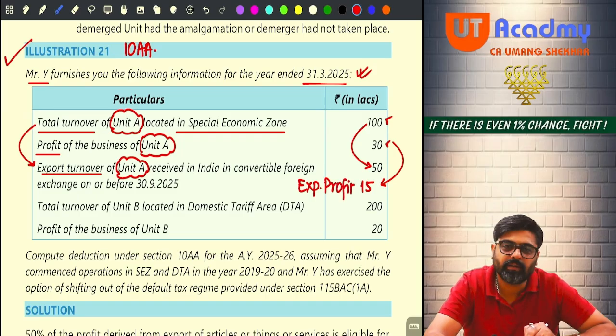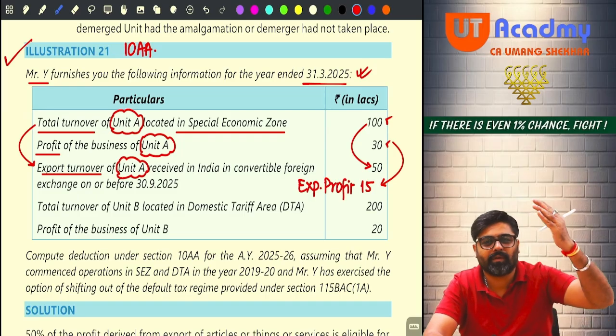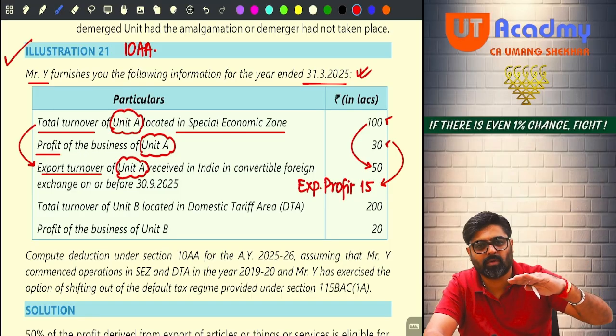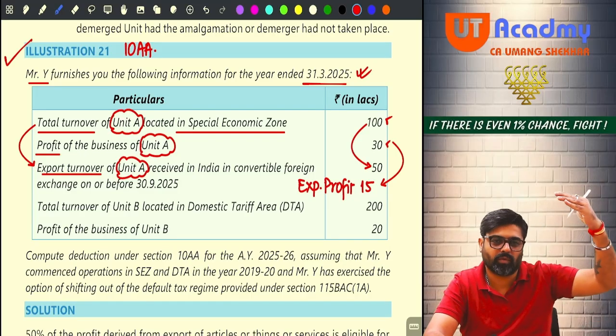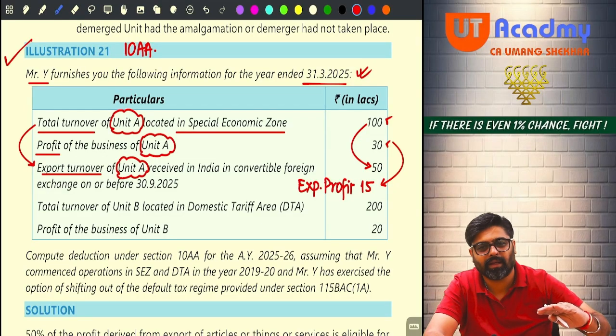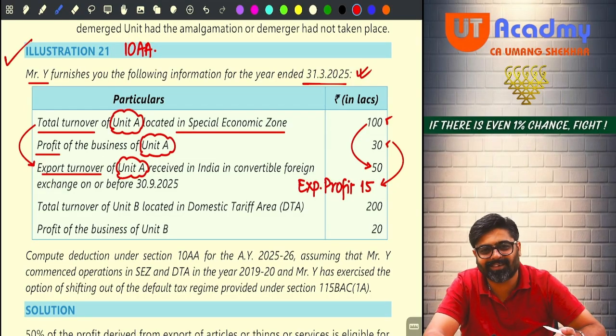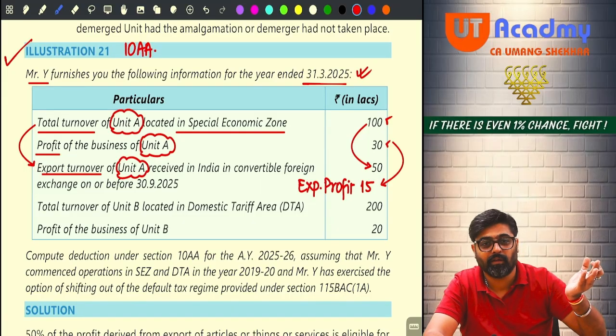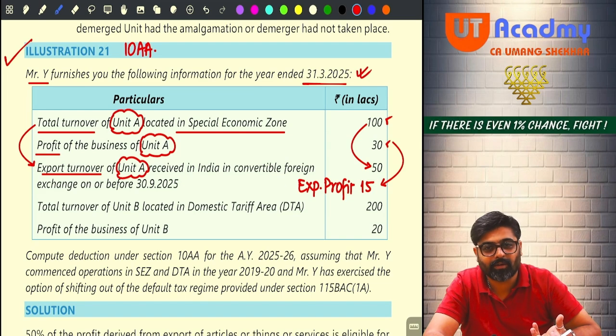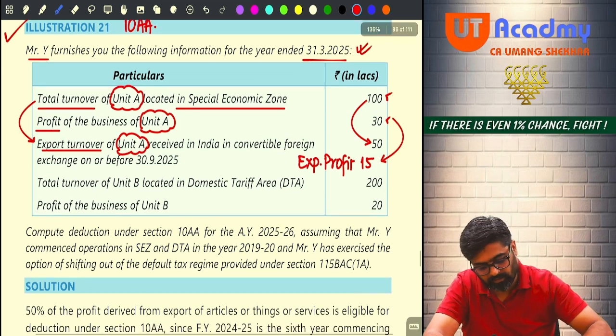Sir, how did you get it? Out of 100, half is export. So out of total profit, half will be export profit only, no? Common sense. But we'll apply a small formula so that they don't feel that we have not done anything. Okay, no? So we'll apply the formula also, don't worry.